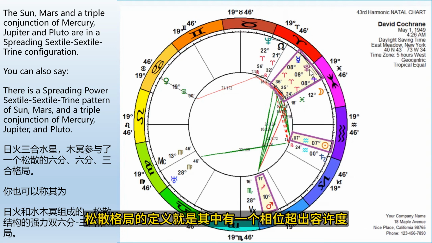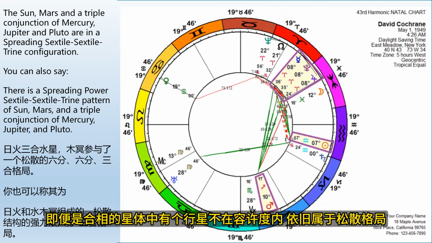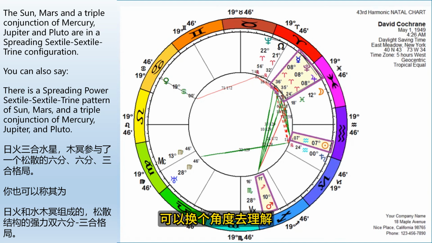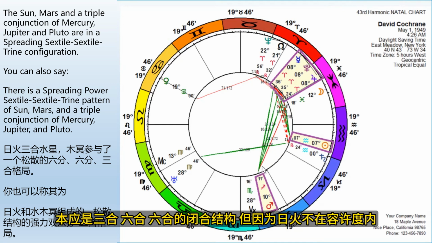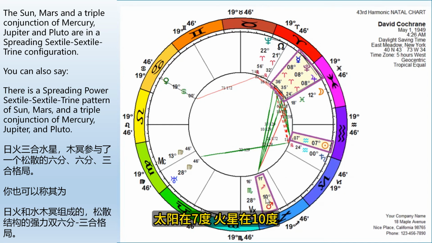Spreading means one of the aspects is out of orb. And if you have a conjunction and the aspect of both planets in the conjunction is missing, it's still spreading. Here's the way to look at it, one of the lines that would connect all 3 points in the zodiac is missing. It should be a trine sextile, but the Sun-Mars sextile is way out of orb. Sun's at 7, Mars is at 10, not even close, but it's still spreading.